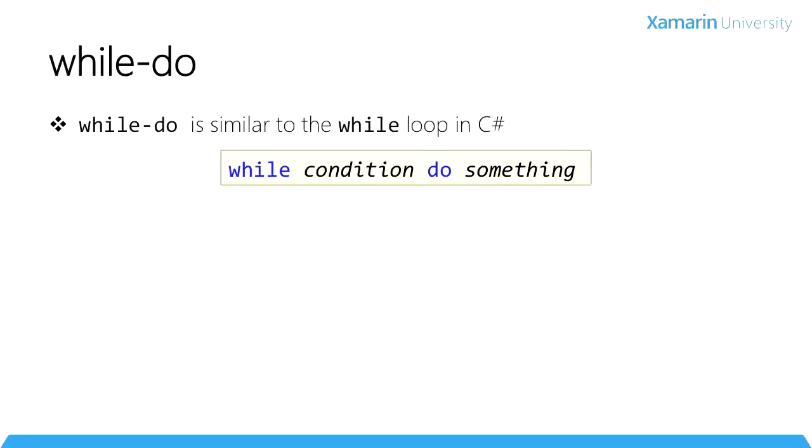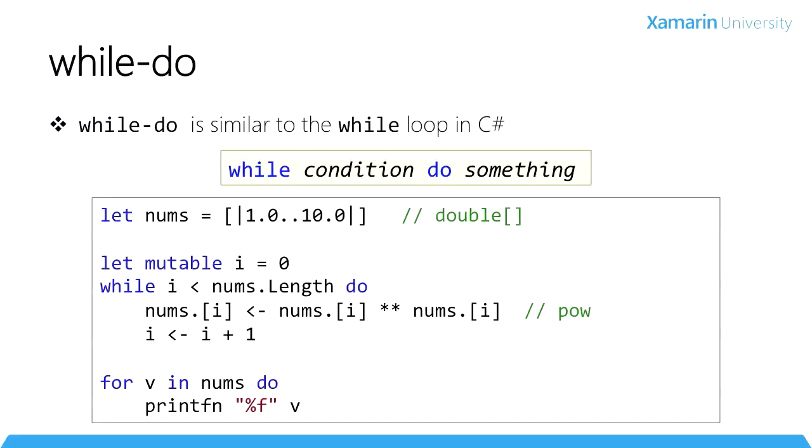And the final loop style we'll look at is the while do loop. And this is similar to the basic while loop in C#. And here we'll create an array of double values from 1 to 10 and then walk through that array, adjusting each array element to be the power of itself.